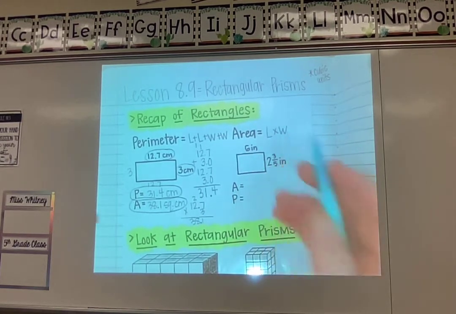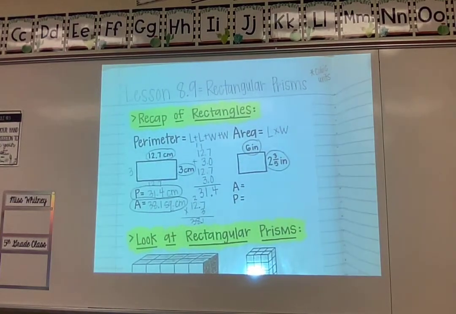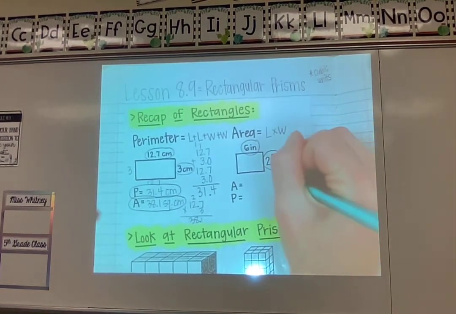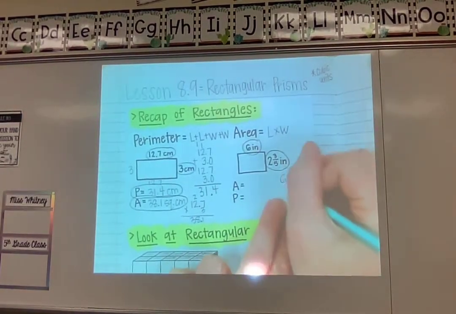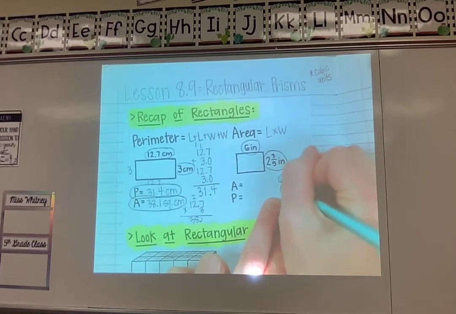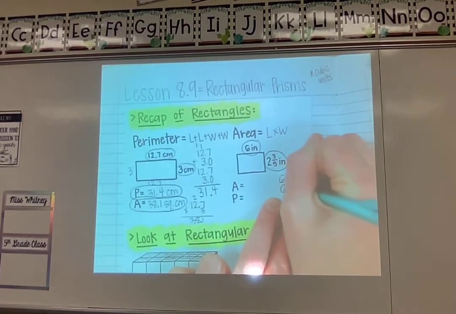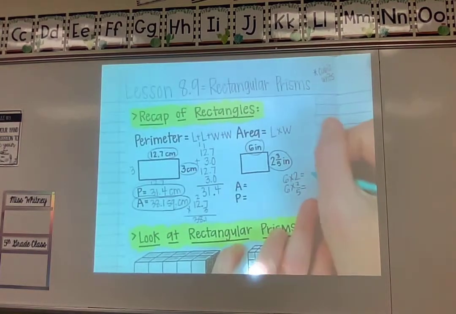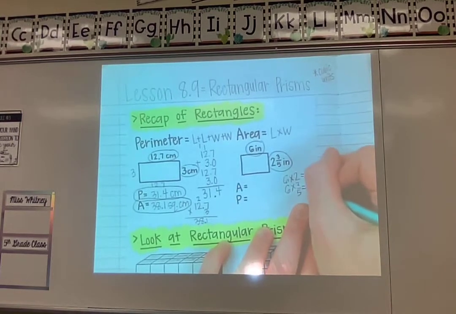Area is length times width. So I need to take this times this. Remember, it's easier to break it apart. So first, take your big number. So 6 times 2. Then do my fraction. So 6 times 3/5. If you break it apart, it makes it a lot easier to then get your final answer. First, let's do our 6 times 2. That's going to be a 12. And then 6 times 3/5 is going to be 18/5. Remember, big number times the top, bottom stays the same.